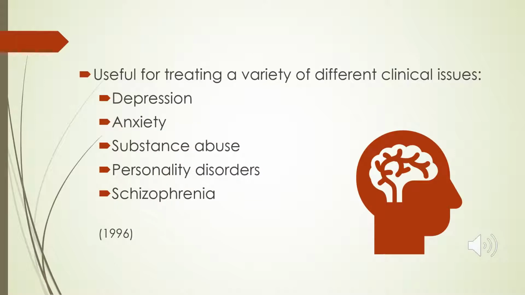So as seen in the previous slides, we know that cognitive theory is useful on children, adolescents, young and middle-aged adults, as well as older adults. It's also useful for clients who have been diagnosed or are experiencing depression, anxiety, substance abuse, personality disorders, and schizophrenia.